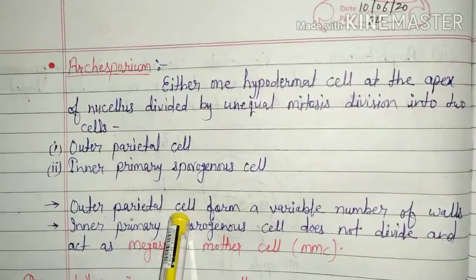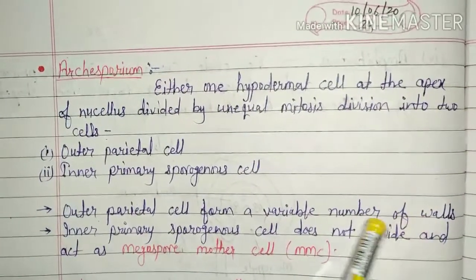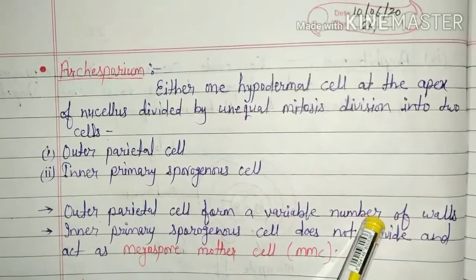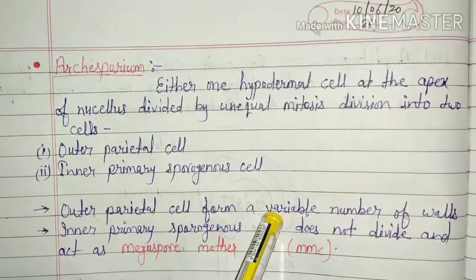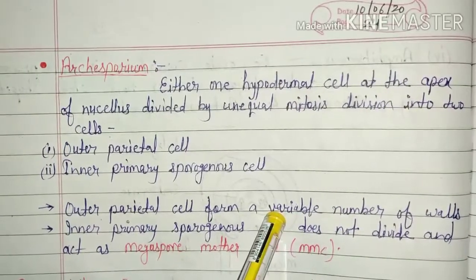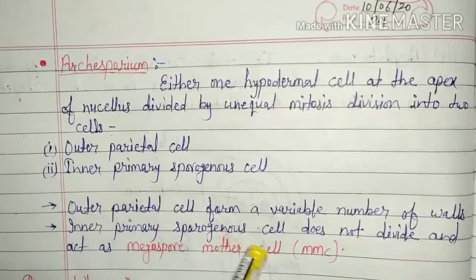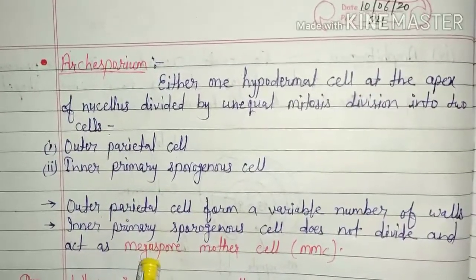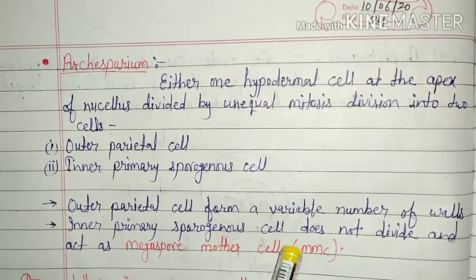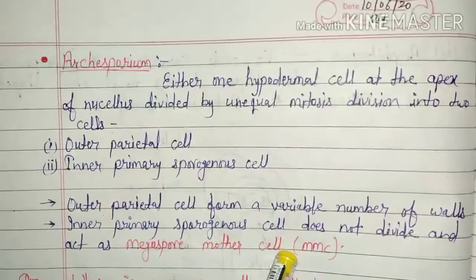The outer parietal cell forms a variable number of walls. It means the outer integument and inner integument, which are the covering of the nucellus. The inner primary sporogenous cell does not divide and acts directly as the megaspore mother cell, MMC. It means the germ cell of the ovule.